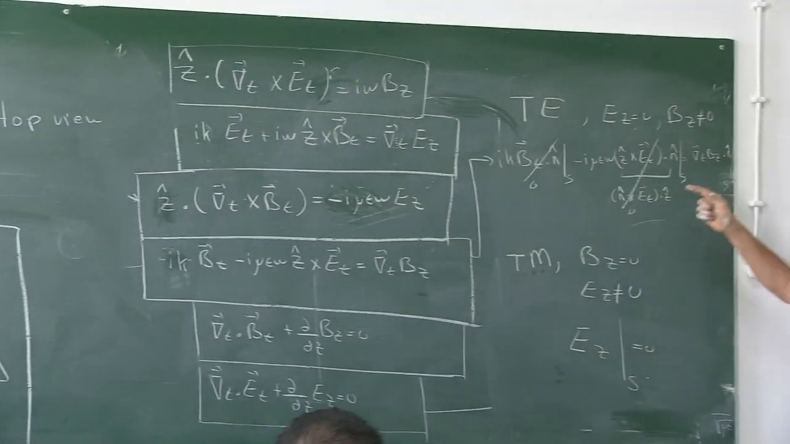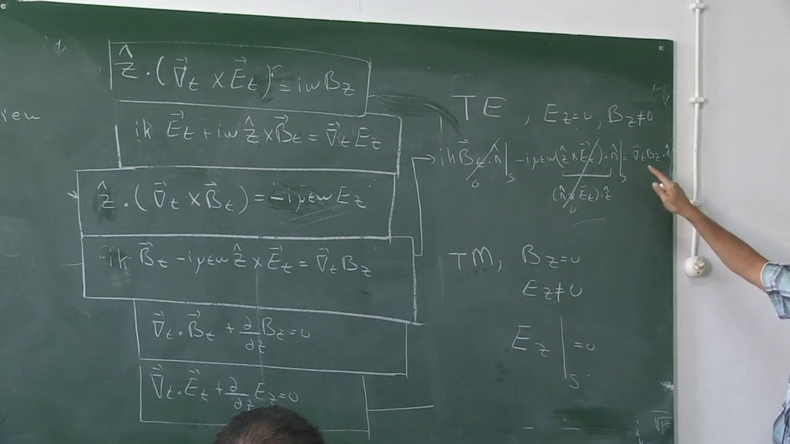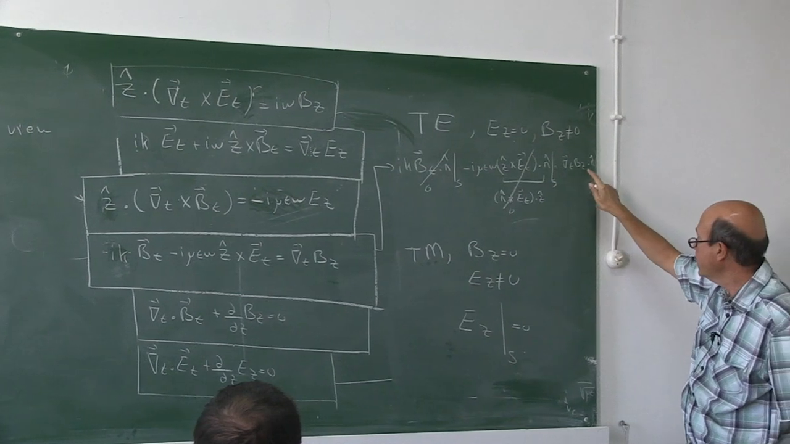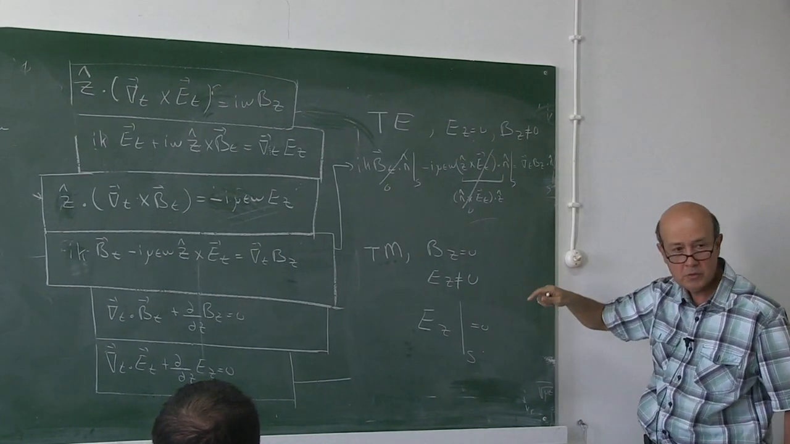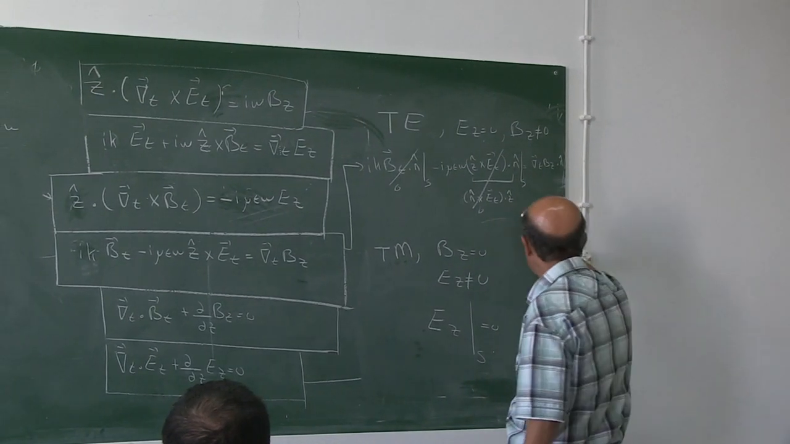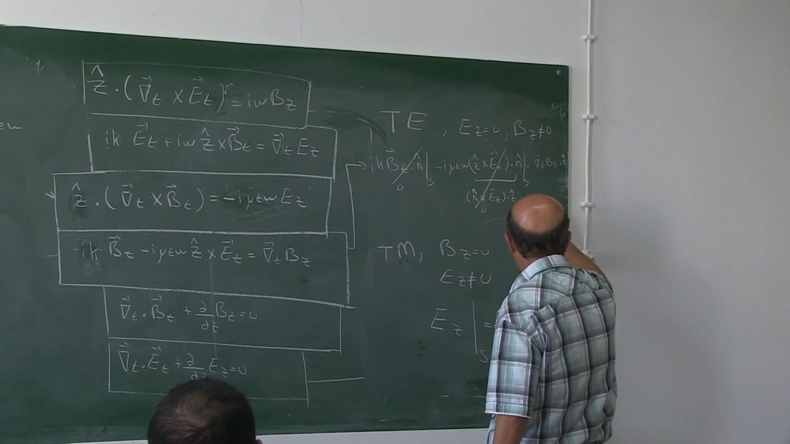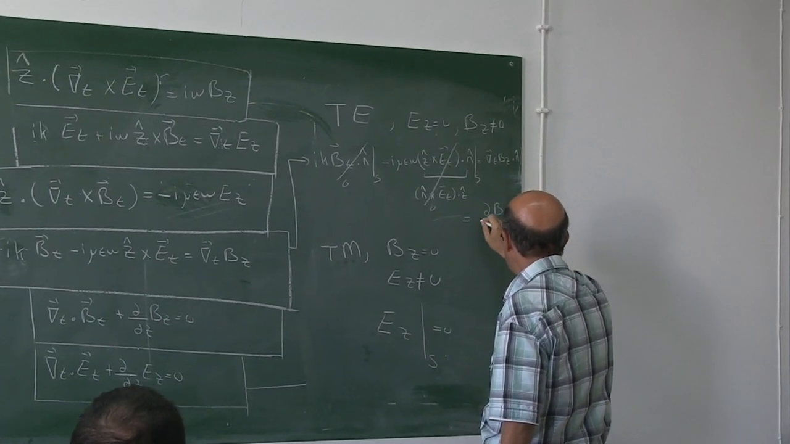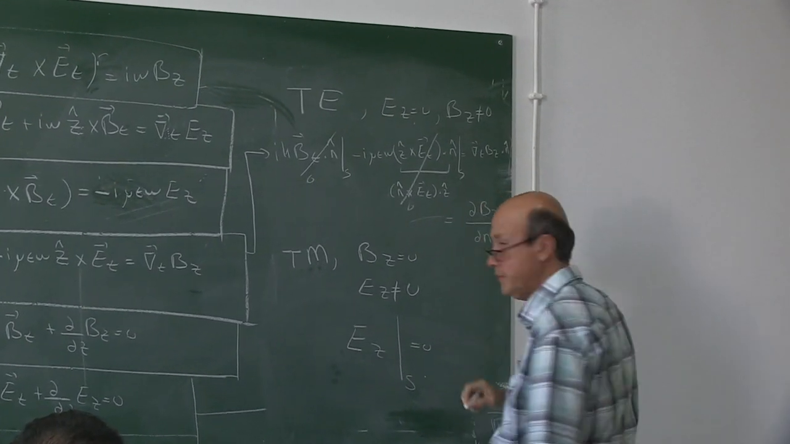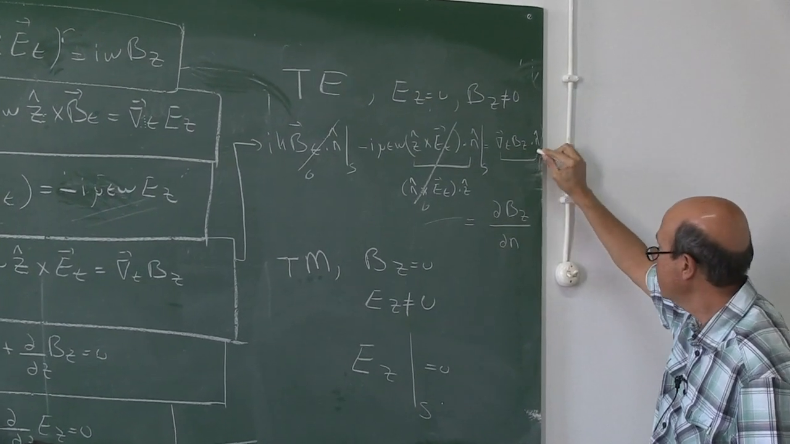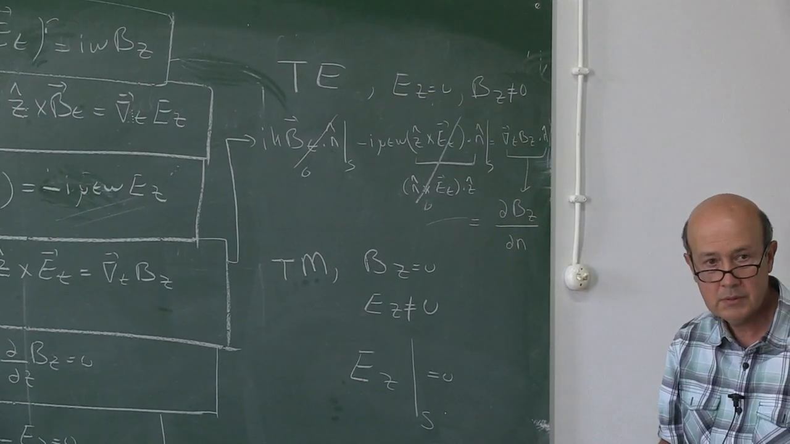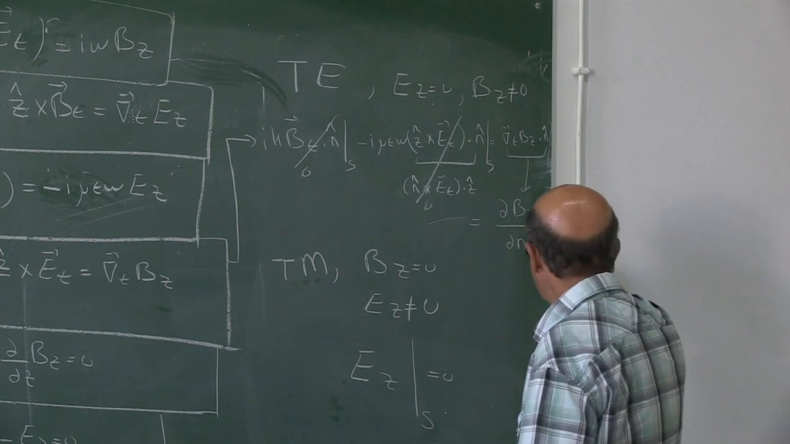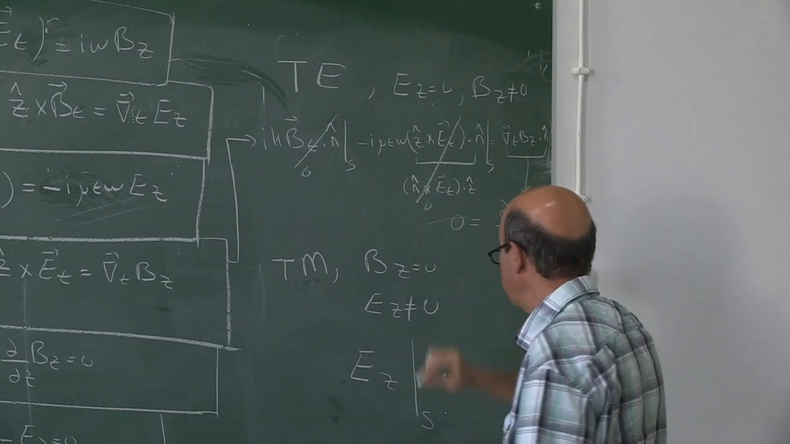Is BZ a scalar function? Yes. What is the gradient of the scalar function? A vector. What is the gradient of the scalar function dot n? Do you remember that? That is the definition of what? The derivative of the scalar function BZ relative to the normal. So, this is the definition, like a directional derivative. And at the surface, this should be zero.